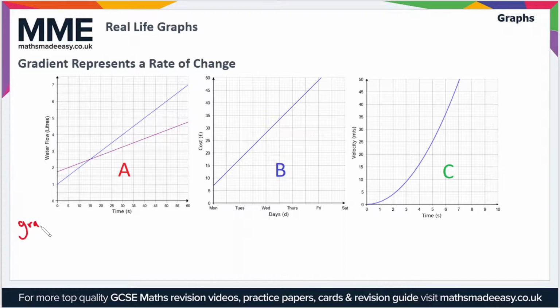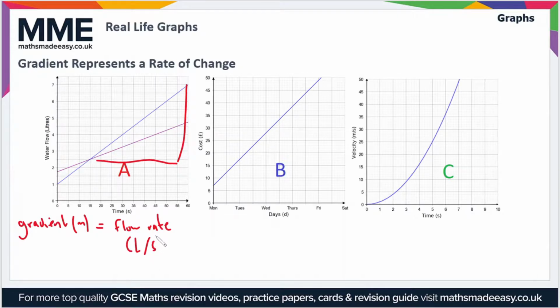So we can say that the gradient of A, which we find from taking the height by the width of any section of the graph, like that for instance. So the gradient, or we can say m for short from y equals mx plus c, is the water flow per second. So we can say that that is the flow rate, and that will be measured in litres per second.